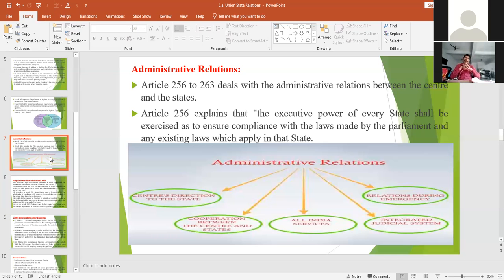And then the relations between the center and the states during the emergency time. During the emergency, the legislature completely collapses or is kept silent. It does not have any influential role at the time of the emergency. The whole and sole authority is handed over to the central government, and the presidential rule will continue until the situation is controlled, or until re-elections. Actually, the time is approximately 6 months. But if the situation is not controlled within 6 months, the emergency period may be extended one more time, meaning one more 6 months. So like this, there are various kinds of administrative relations between the center and the state.